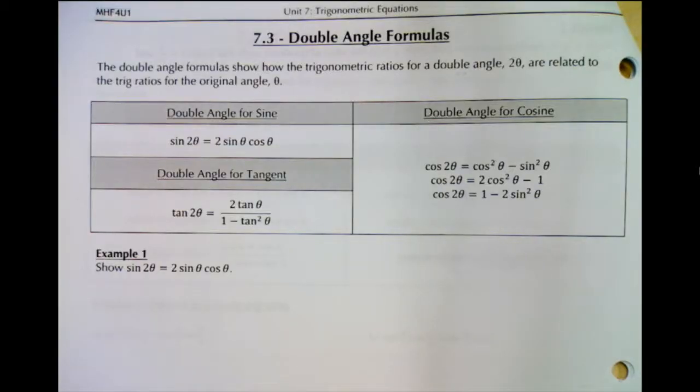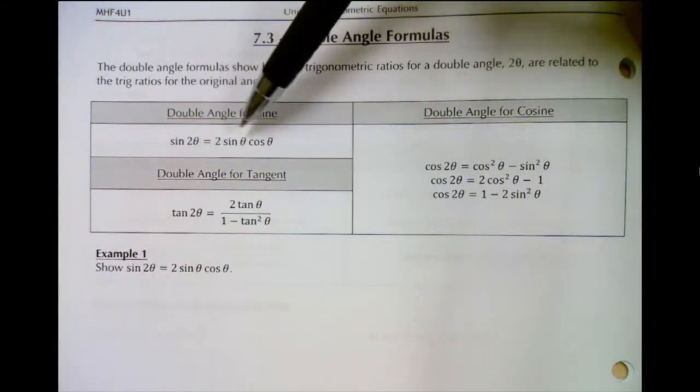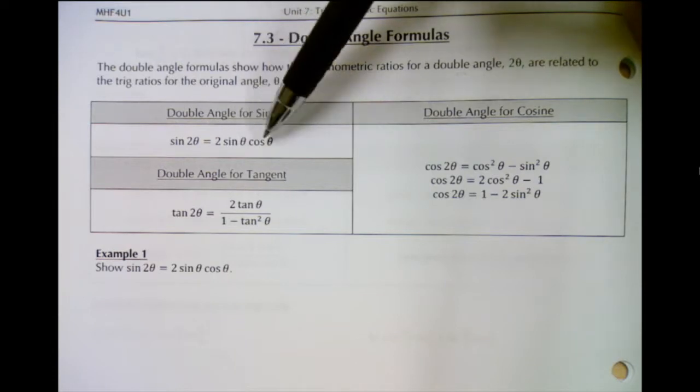Okay, this is lesson 7.3, double angle formulas. Double angle formulas show how trig ratios for double angles are related to trig ratios for the original angles. A double angle is just 2 times any angle. For example, the double angle formula for sine shows you how sine of a double angle is related to just sine of an angle and cos of an angle.